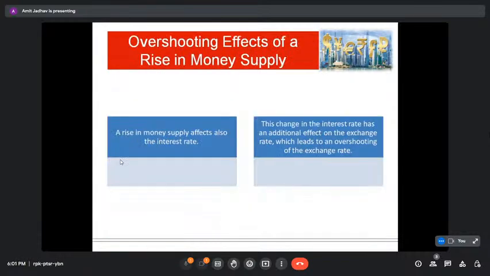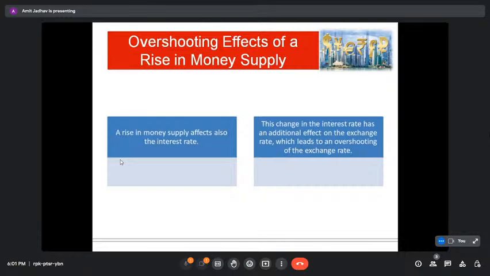Afterwards, we have the overshooting effects of a rise in money supply. If the money supply rises, what effects are there? First, a rise in money supply affects the interest rate, and it also increases inflation. This change in the interest rate has an additional effect on the exchange rate. It means an adverse effect on the exchange rate, which leads to an overshooting of the exchange rate.